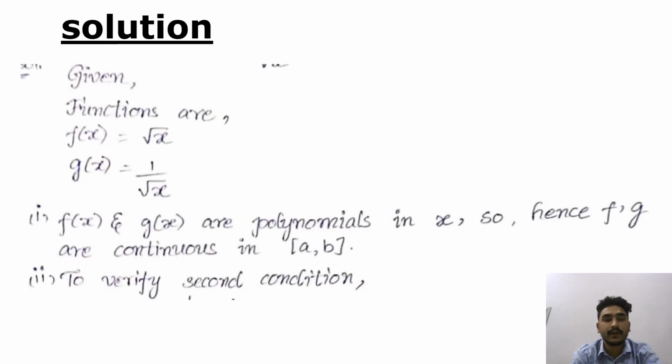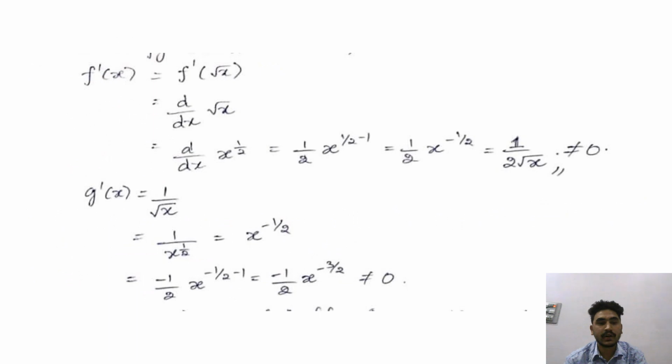Solution. Given functions are f(x) = root x, g(x) = 1 by root x. f(x) and g(x) are continuous in [a, b]. To verify the second condition, f'(x) = d/dx of root x, which is d/dx of x^(1/2), equal to 1/2 x^(1/2 - 1). It does not belong to 0.